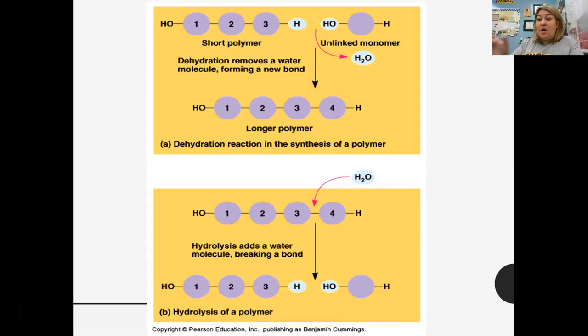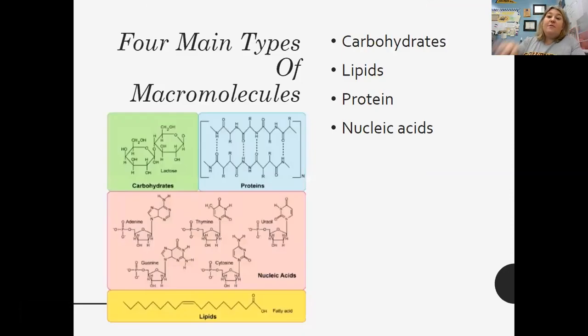So take out water to build, add water to break, okay? We do this when we're putting together any of our macromolecules or taking apart any of our macromolecules. And there are four main types of macromolecules.